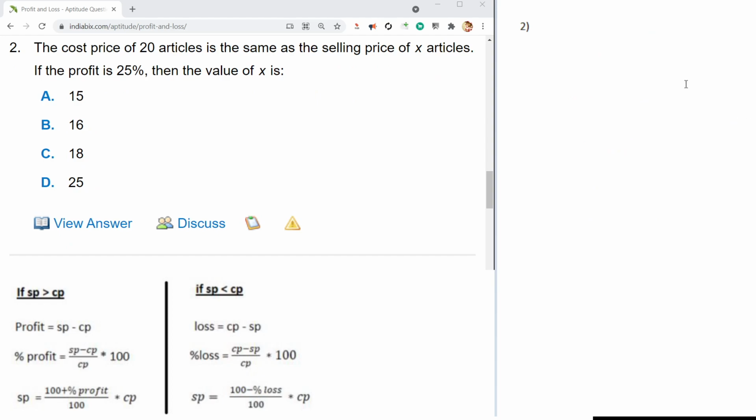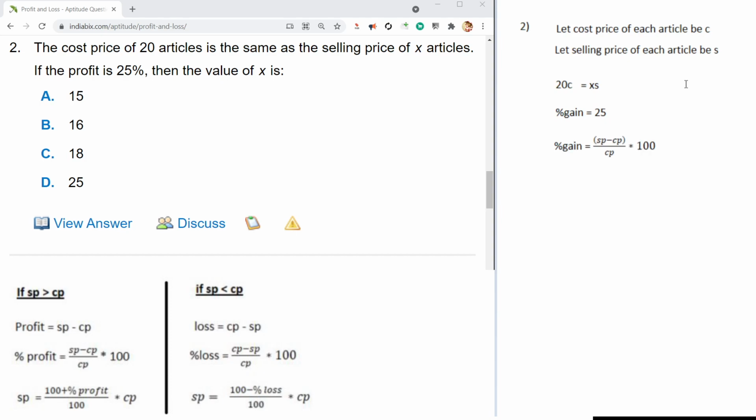The cost price of 20 articles is the same as the selling price of X articles. If the profit is 25%, then the value of X is. Let the cost price of each article be C. Let the selling price of each article be S. Then what is given, cost price of 20 articles is the same as the selling price of X articles. That means 20C equals X into S. If the profit is 25%, that means percentage profit is 25. Then we need to find the value of X.